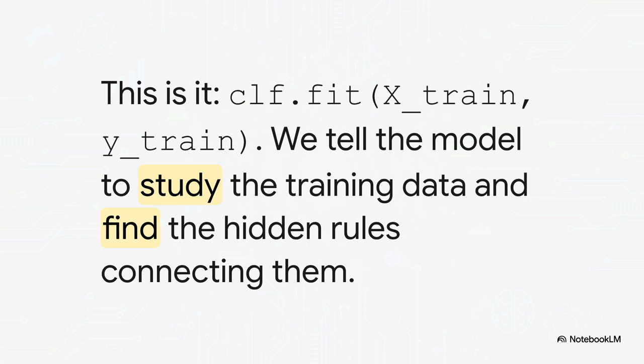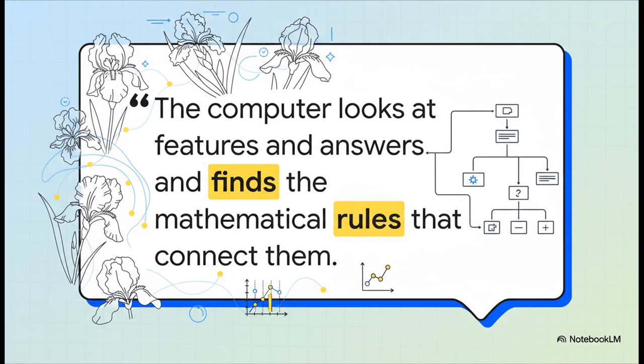And notice what we're giving it: X_train, the practice questions, and y_train, the correct answers. We're literally telling our model, here's the study guide and the answer key. Figure out the rules that connect them. And when you run that command, the computer just goes to work. It's churning through all 105 of those training flowers, looking for patterns. It's figuring out the absolute best questions to ask to separate the different types of flowers. It's building that entire decision flowchart we saw earlier completely from scratch, just by looking at the data.